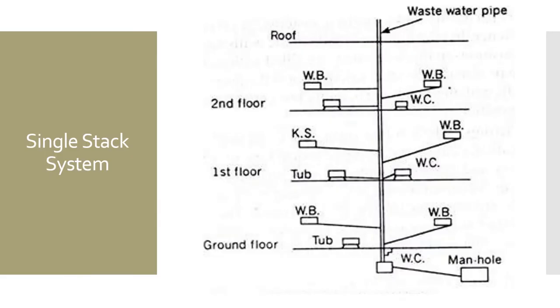The first plumbing system which we are going to discuss is the single stack system. In a single stack system you have one wastewater pipe which has ventilation by a cowl at the top. All the appliances, be it wash basins, WCs or kitchen sinks, are connected to a single wastewater pipe.